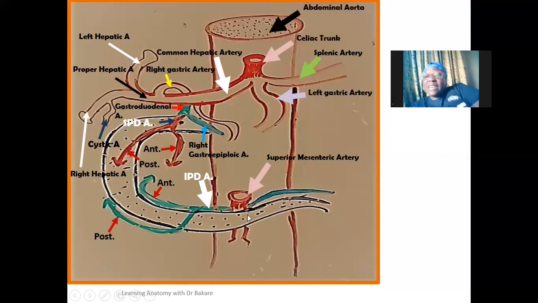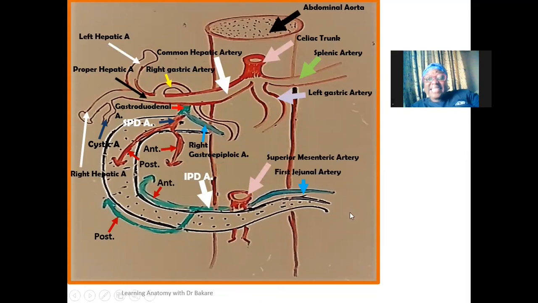So the region that we are now left with is the ascending part of the duodenum, which is the final terminal portion of the duodenum, and this is supplied by the first jejunal artery, which also emerges from the superior mesenteric artery. So you can see that in summary, the upper region of the duodenum is supplied by branches from the celiac trunk, while the lower region of the duodenum is supplied by branches from the superior mesenteric artery.